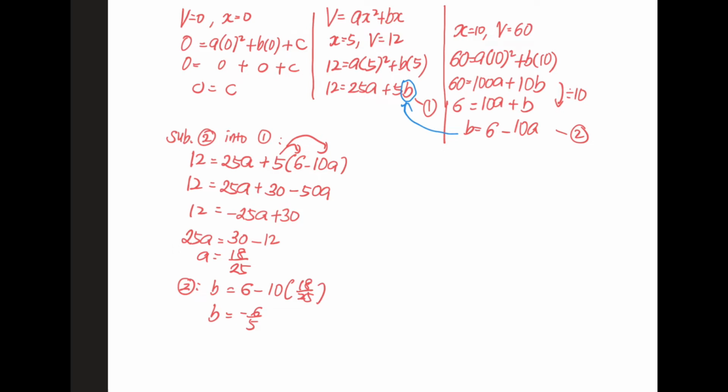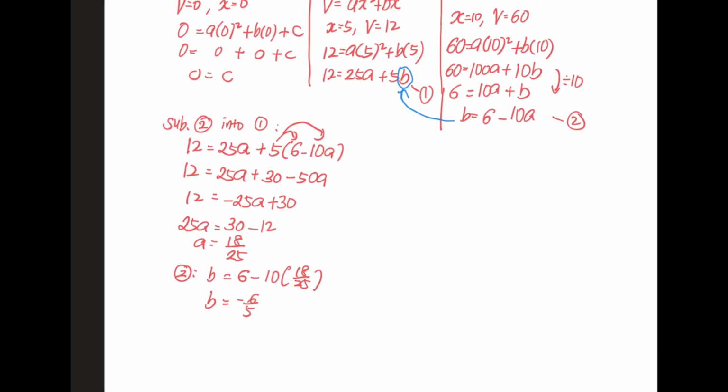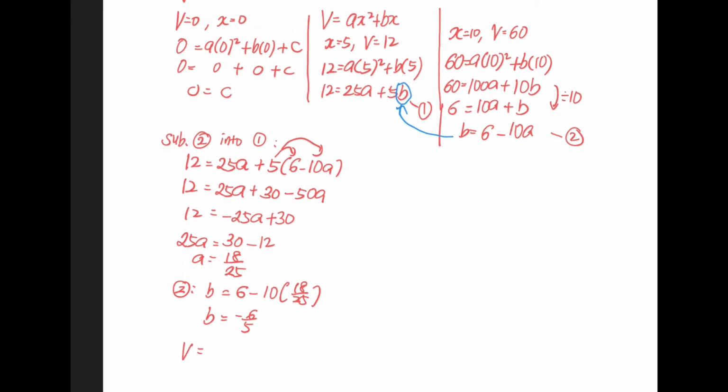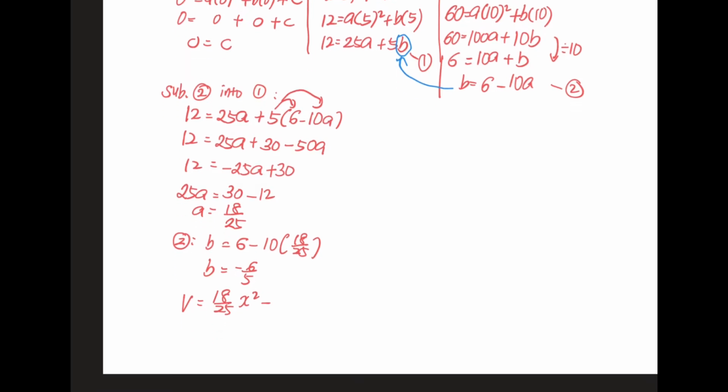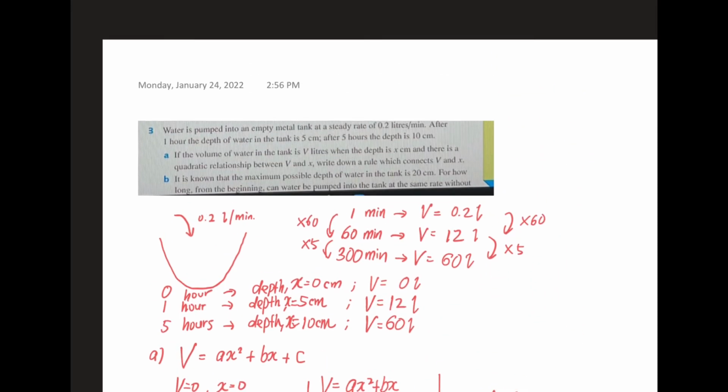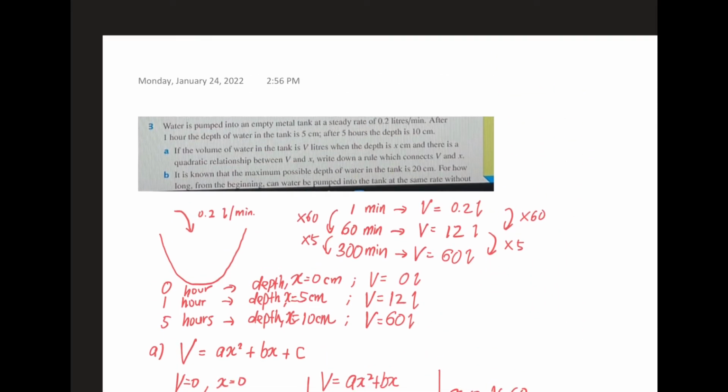So what to do then is, I already get the quadratic equation in this form. As you can see, this one, v equal to ax squared plus bx. We know a now, 18 over 25. So I just write it down, 18 over 25 x squared minus 6 over 5 x. So this is the quadratic relationship. That is what they ask in part A. So in part A, we already get this.